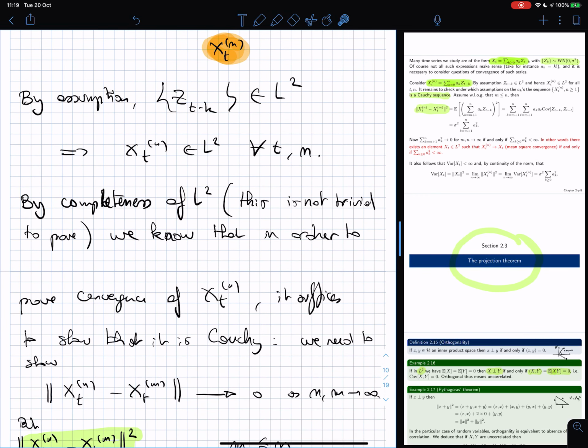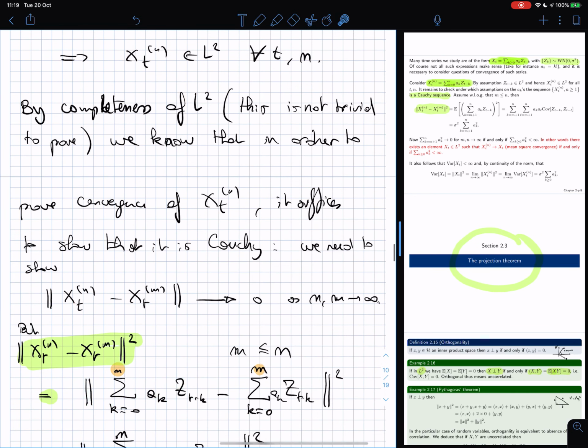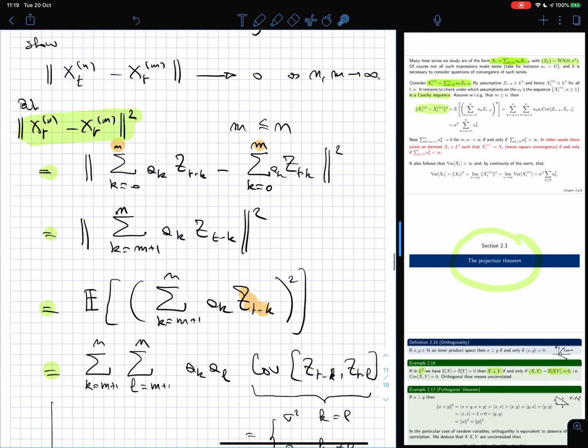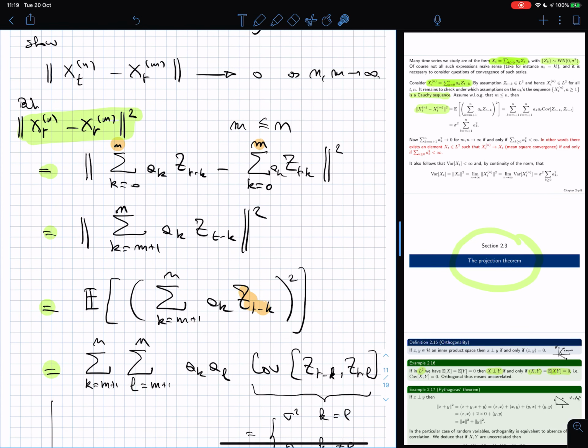What is Cauchy? Well, we go back to the definition. We need that the norm of X_t^n minus X_t^m goes to 0 for n, m going to infinity. Now I simply replace this guy by this guy, the only difference being the n and the m. I suppose that m is less than n. If it were not the case, it suffices to reverse the argument.